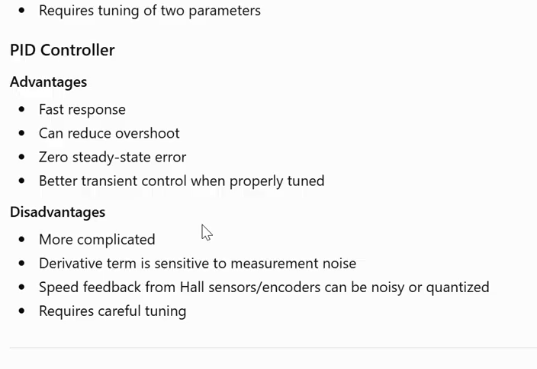So the disadvantages are that it is more complicated, and the derivative term is very sensitive, so that output may be very sensitive to the input parameters. So it requires careful tuning, and the speed feedback from the sensors and encoders contains noisy signals also. So due to the high sensitivity, the PID controller will make the output of the circuit fluctuate if we do not tune it properly.